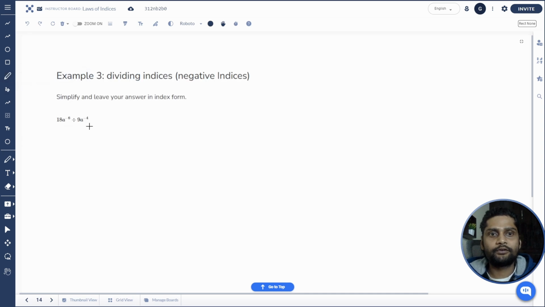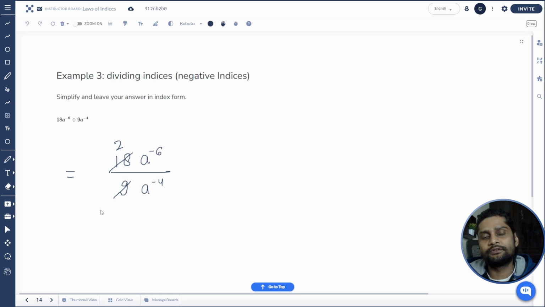This time we have again got negative indices, so no problem, the concept is still the same. No matter if there are different coefficients present, we can simplify them separately. Our rule will be applicable only on the exponential terms. So before performing simplification with the exponents, let us first of all cancel out these coefficients.